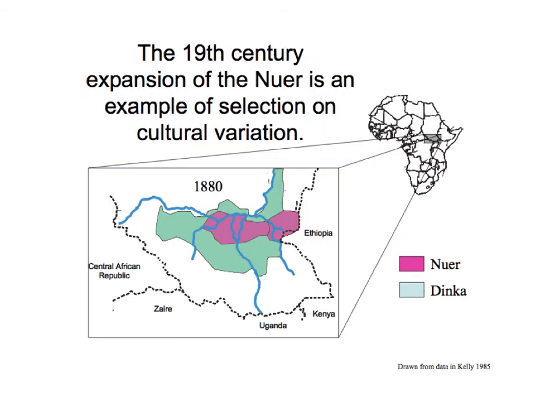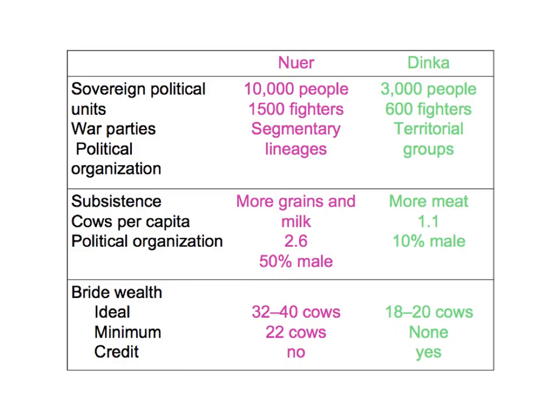And what these cultural differences have resulted in is that by the time the British came into this area, the Nuer were rapidly expanding into the Dinka territories, and pretty much every time they came in contact with the Dinka, the Nuer would win. How could this be? Well, you don't have to remember all this, it's just some information for you. The Nuer were able to have larger war parties, and part of this was due to bride wealth and the way that their political organization worked.